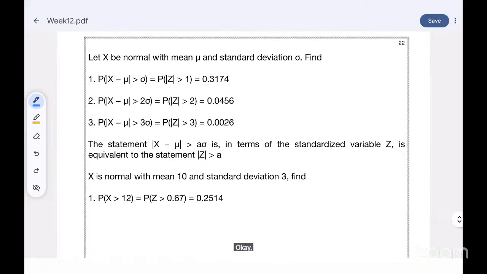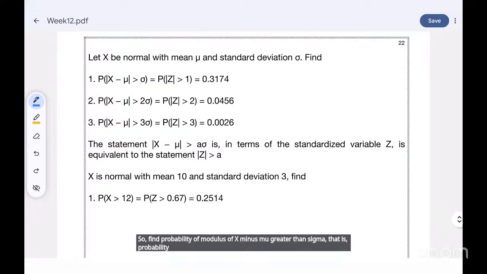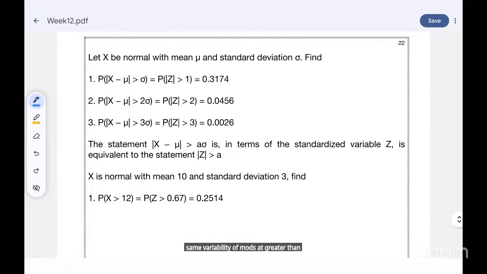Now let X be normal with mean mu and standard deviation sigma. Find the probability of modulus of X minus mu greater than sigma, that is, the probability of mod Z greater than 1. Same way, probability of mod Z greater than 2, probability of mod Z greater than 3. So how do we find the value of mod Z?